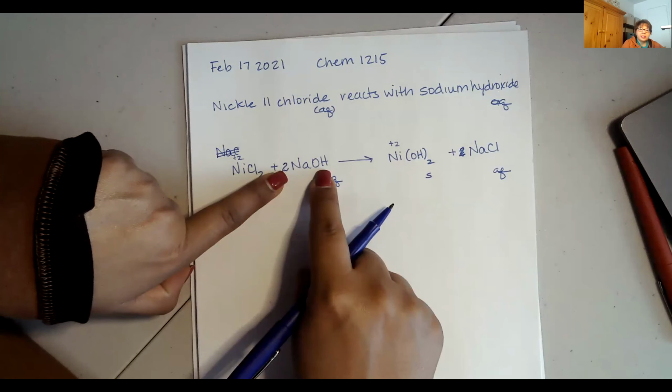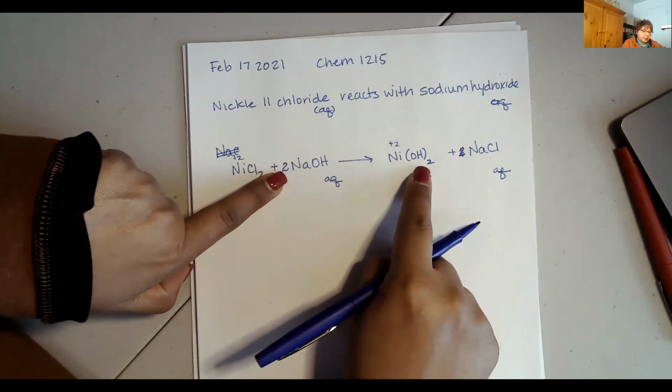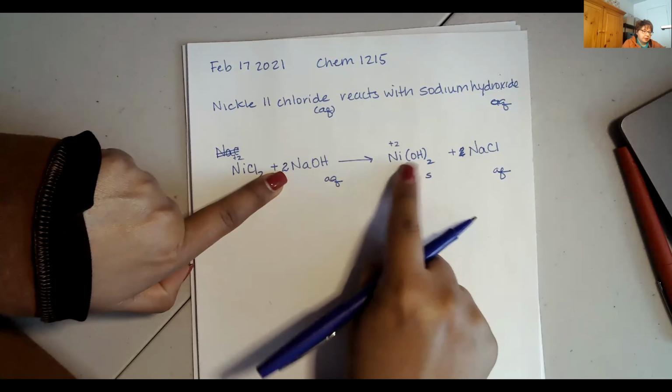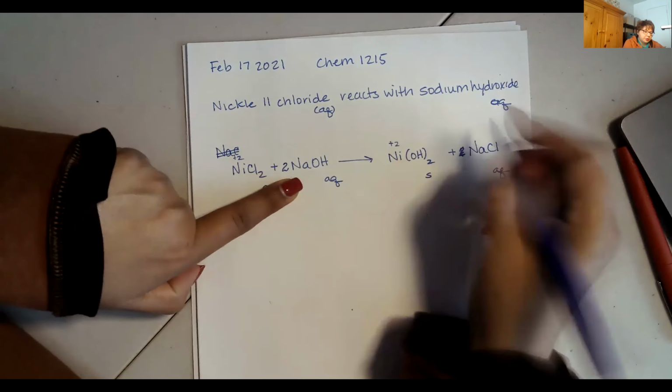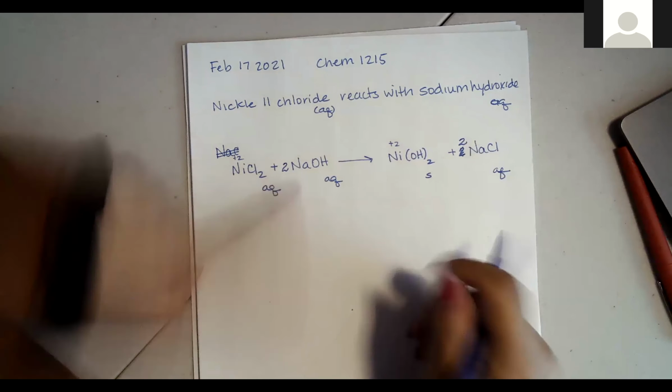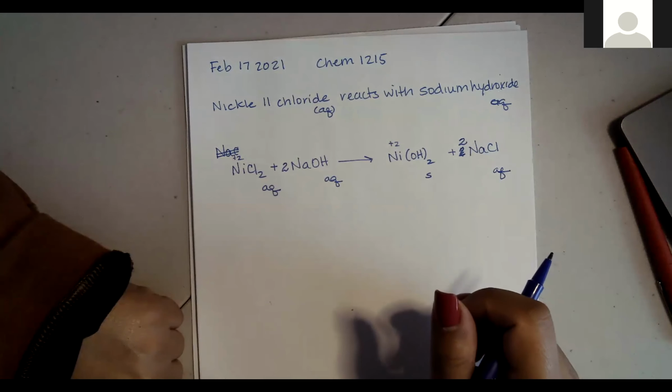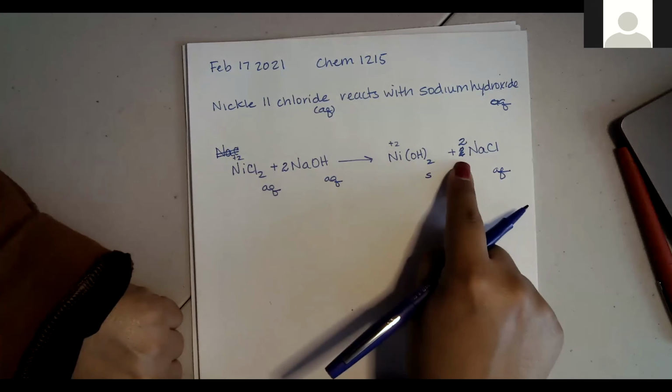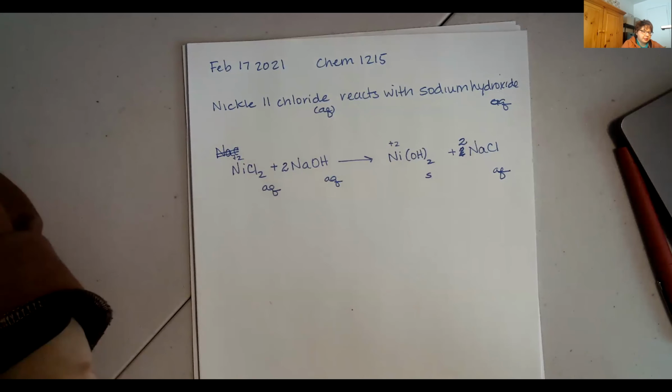Remember to treat your polyatomic ions as a single unit. Makes it easier to balance. So now I have 2 hydroxides. I'm going to need 2 sodiums over here. Yes, so you need 2 sodium chlorides on the product. All right. I'm balanced. Good, good.